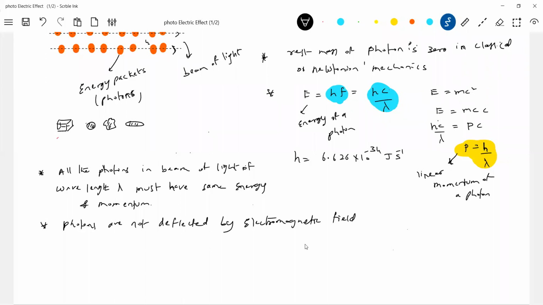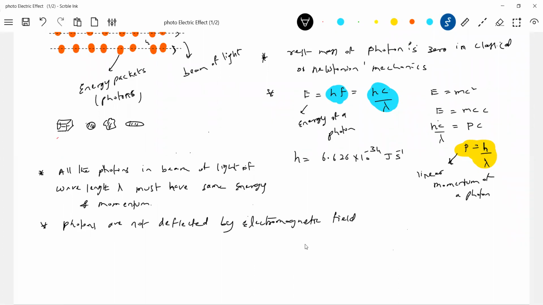If you pass this beam of light through an electric field, will the beam of light get deflected? The answer is no. If you pass this beam of light through a magnetic field, will it get deflected? It will not. Similarly, I can say the same thing for a photon. So photons are not deflected by an electromagnetic field. So what is the charge of a photon? We can just put it at our level as 0.